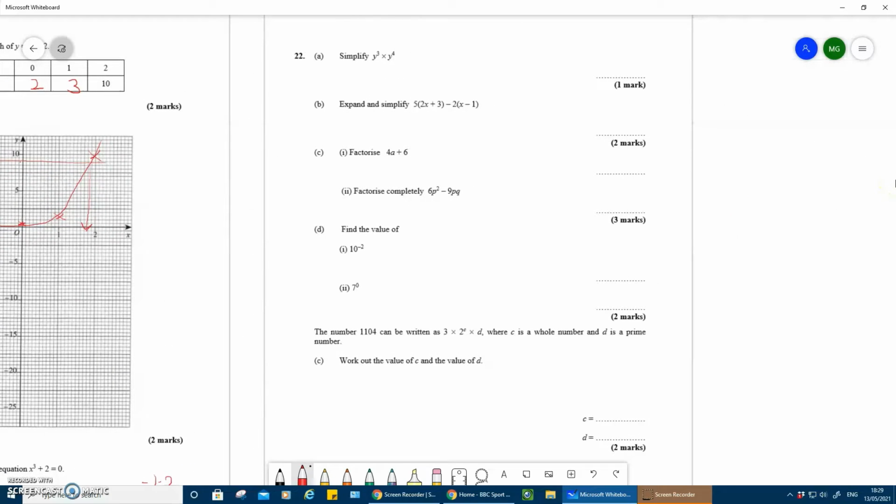Simplify. Indices, we're going to add the powers, so it's y to the power 7, purely because y cubed is this, y to the 4 is this. Multiply them together, we've got 7 y's multiplied together.